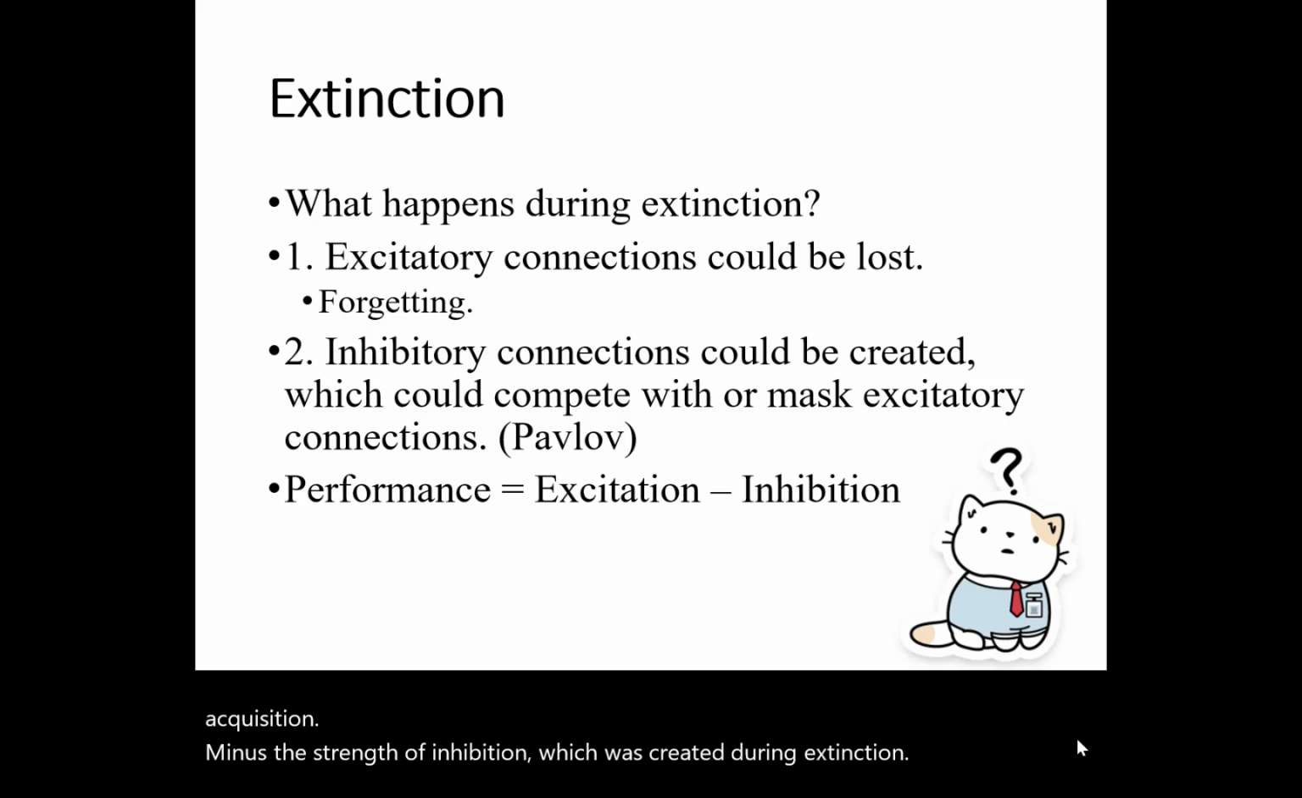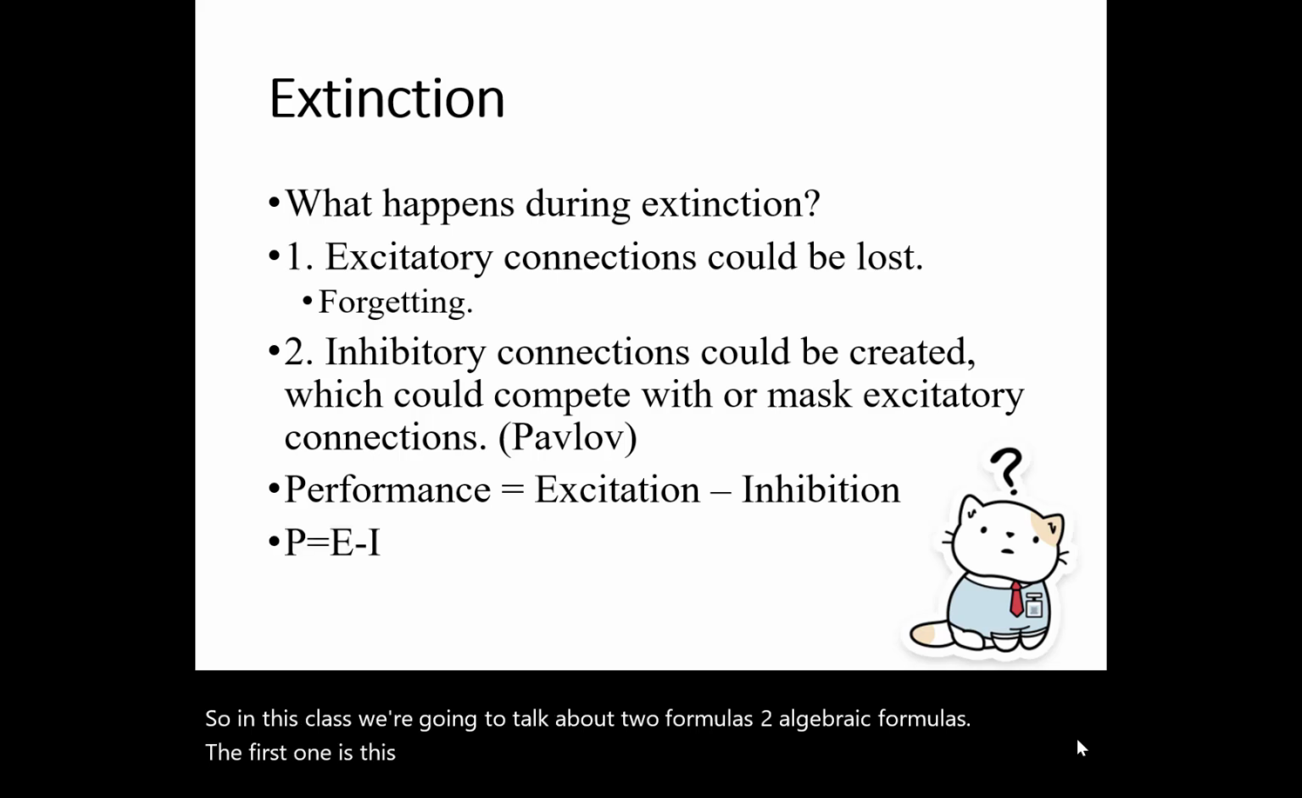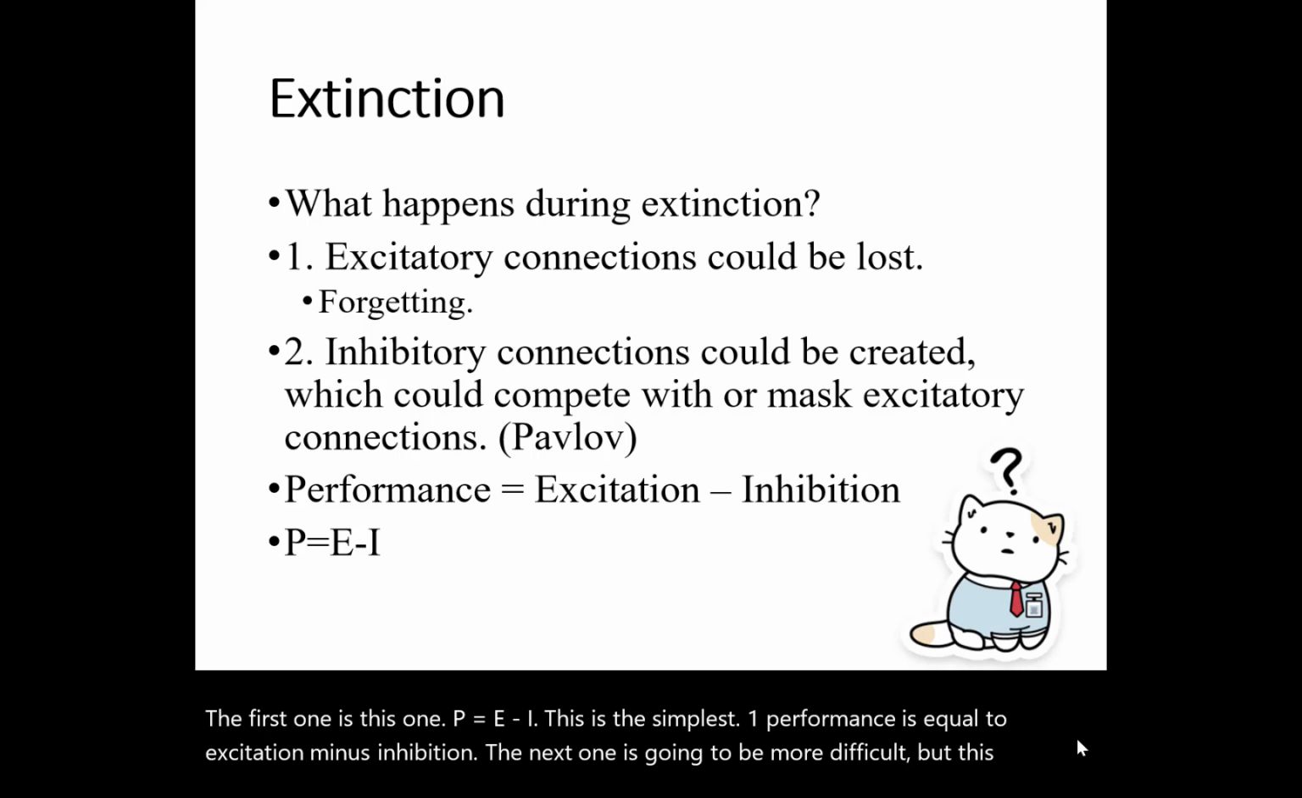So in this class, we're going to talk about two algebraic formulas. The first one is this one, P equals E minus I. This is the simplest one. Performance is equal to excitation minus inhibition. The next one is going to be more difficult, but this is easy.